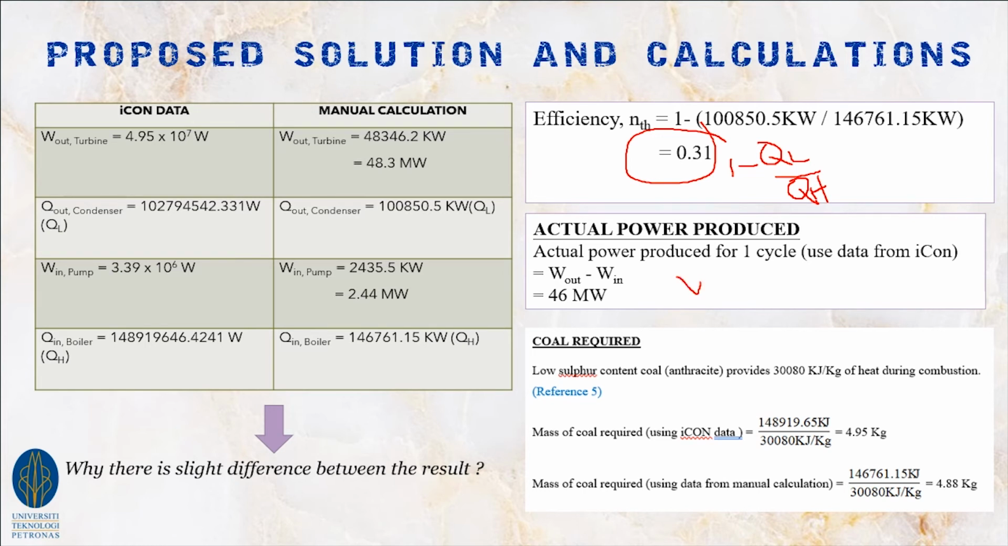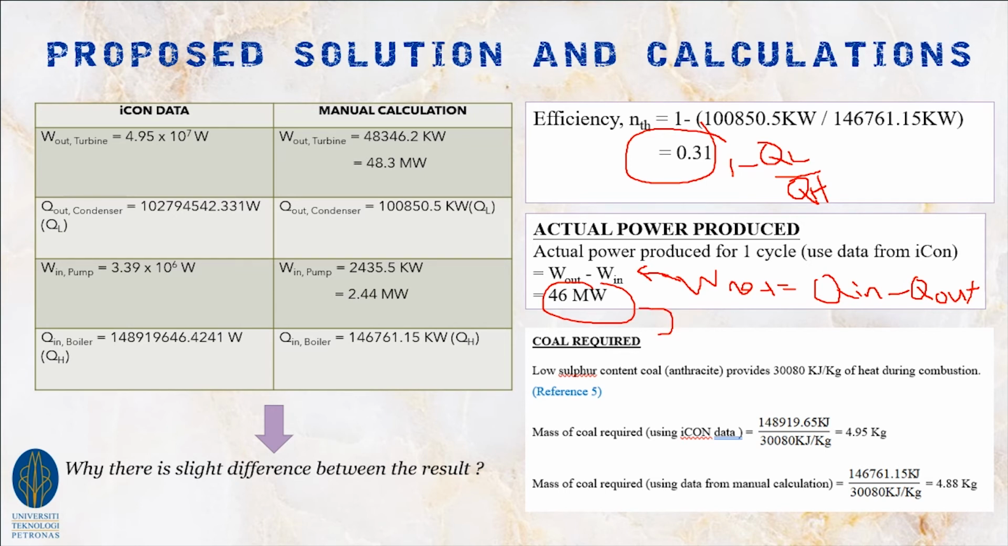Next, moving on to the actual power produced. By using the formula work net out equals Q in minus Q out, or also calculated using work out minus work in, we saw that the actual power produced is 46 megawatt by using both the values from ICON and the ones that we calculated manually.